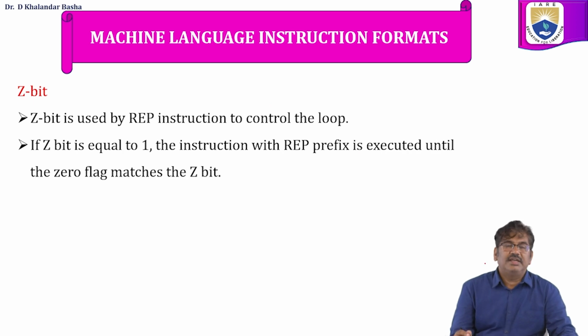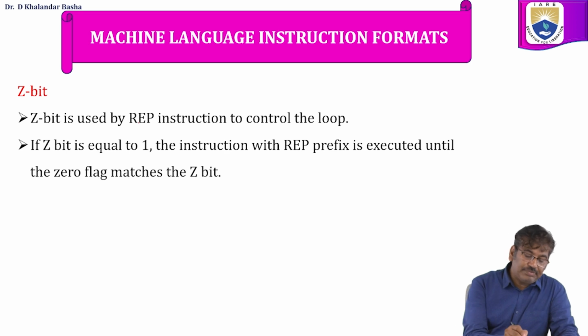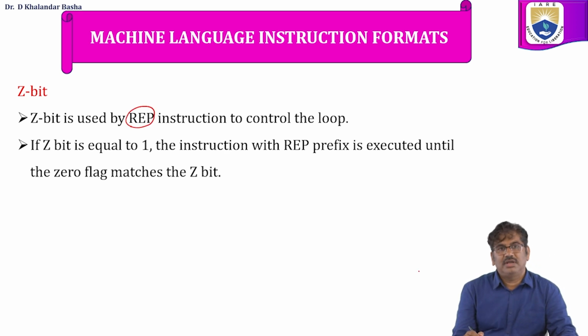Next we will see the Z bit. The Z bit is mainly used in the REP instruction under string manipulation instructions, which is used to control the loop. So if the Z bit is equal to 1, the instruction with REP prefix is executed until the zero flag matches the Z.